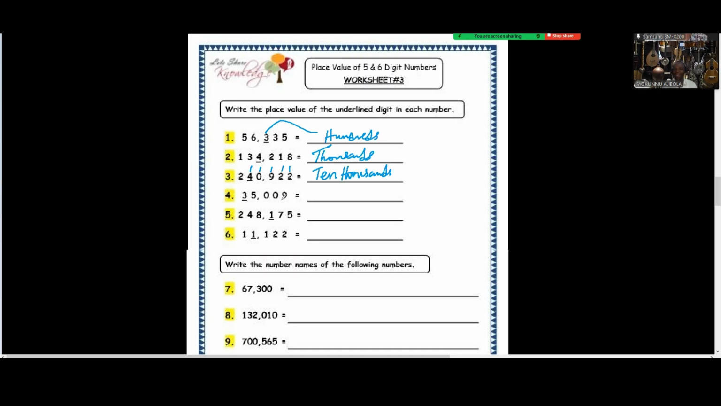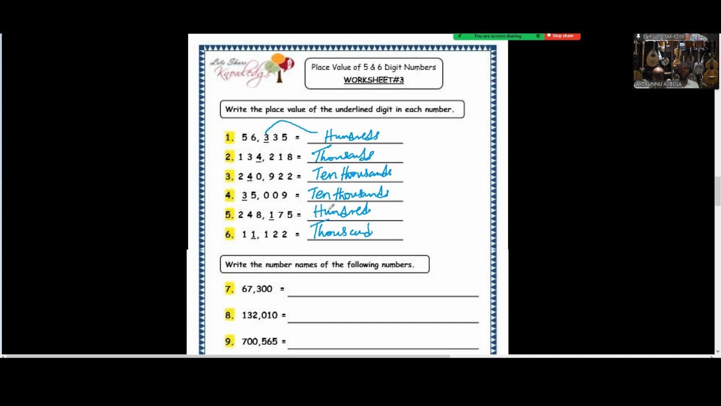1, 2, 3, 4, 5, right? Yes. And so they didn't write the same length of numbers. So this is also 10,000. Then this is 100. And this one is 1,000, right? Yes. 1,000.